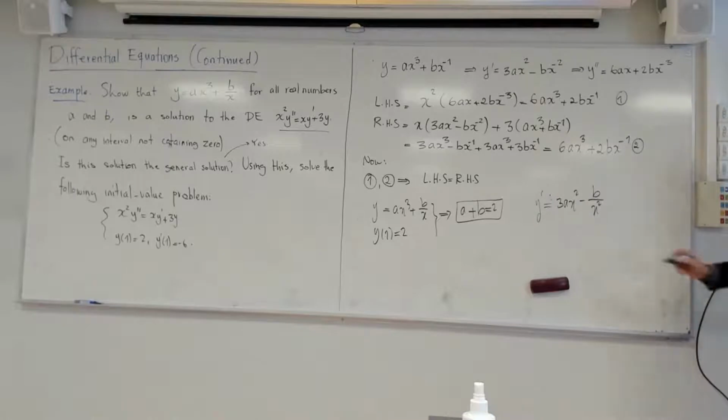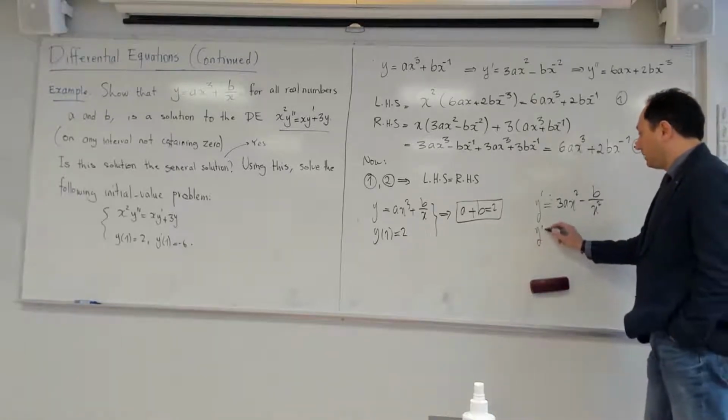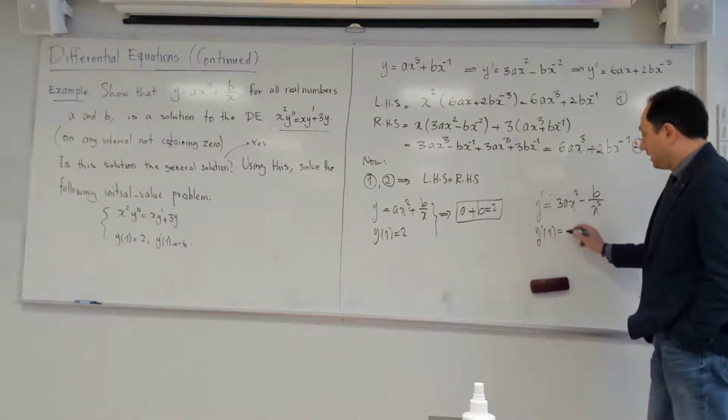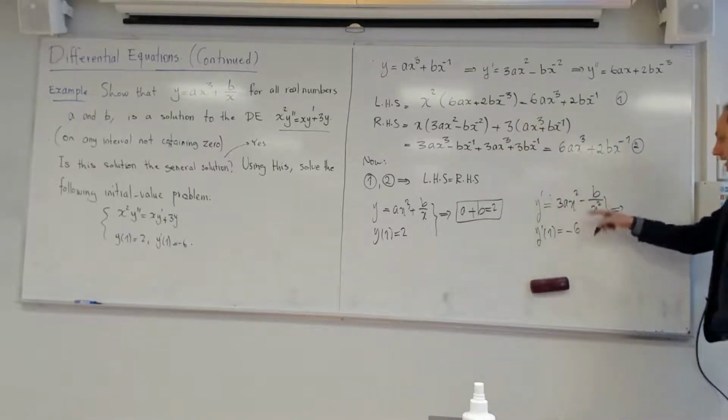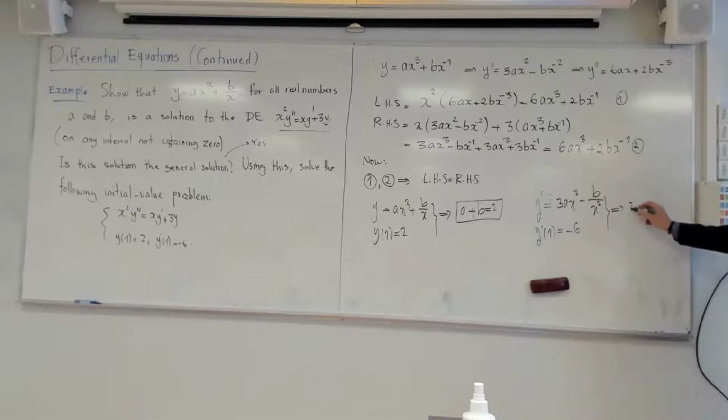Yes? And now what I do, I would say that y prime at 1 is supposed to be minus 6. So what does it mean? It means that if I replace x with 1, the answer is supposed to be minus 6. So it becomes 3a minus b is equal to minus 6. And then I solve this system.